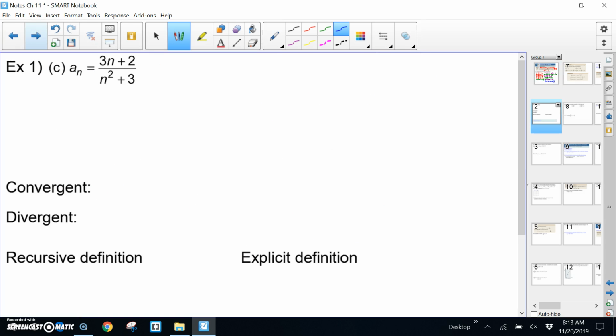Part C looks pretty complicated, but it's basically the same idea. We want to find those first 5 terms. So A1, don't have a lot of room here, so write small. You've got 3 times 1 plus 2 over 1 squared plus 3. Okay, so order of operations, 3 times 1 is 3, plus 2 is 5 on the top. On the bottom, you'd have 1 squared is 1, plus 3 is 4 on the bottom. So that's 5/4.